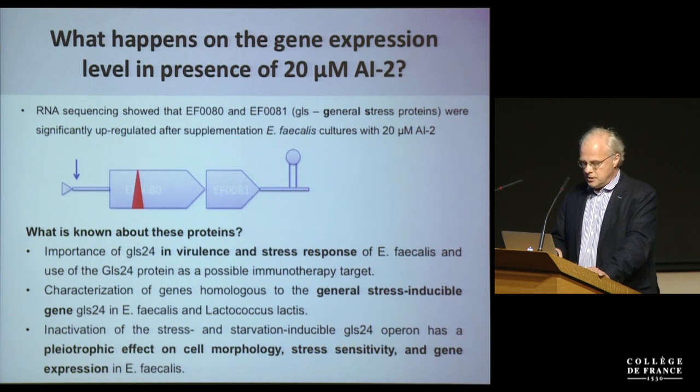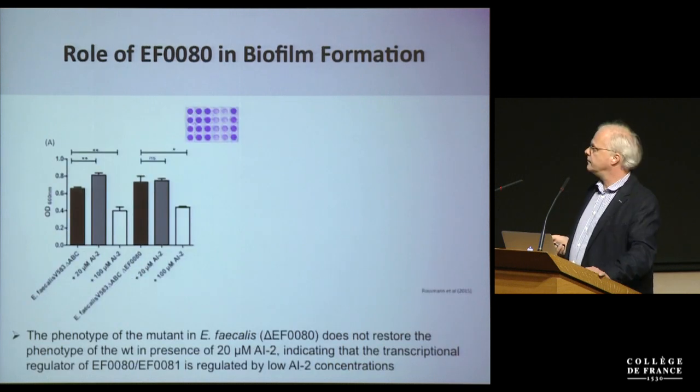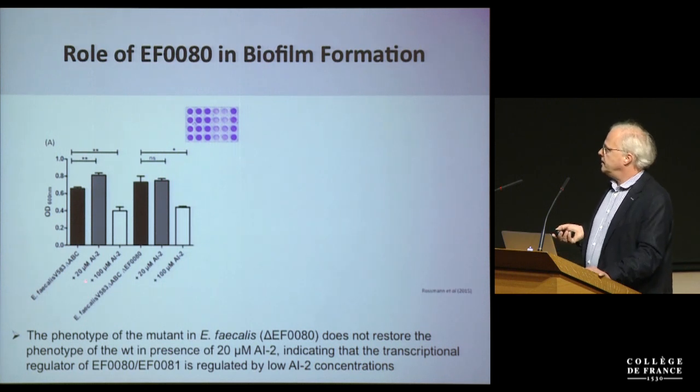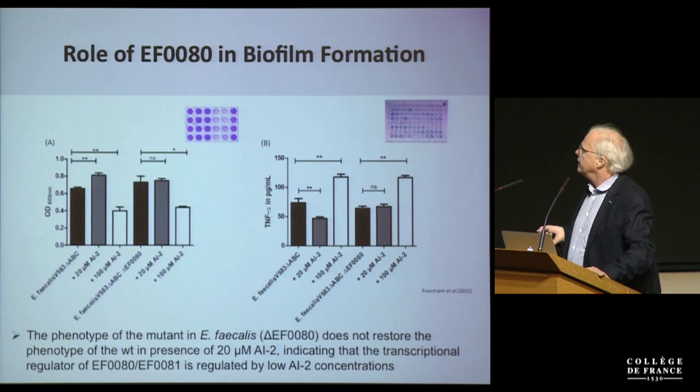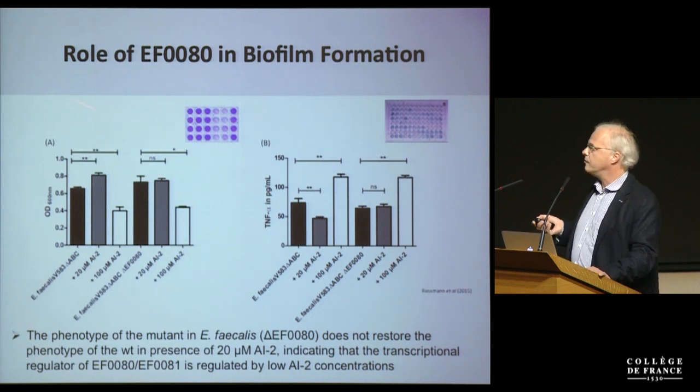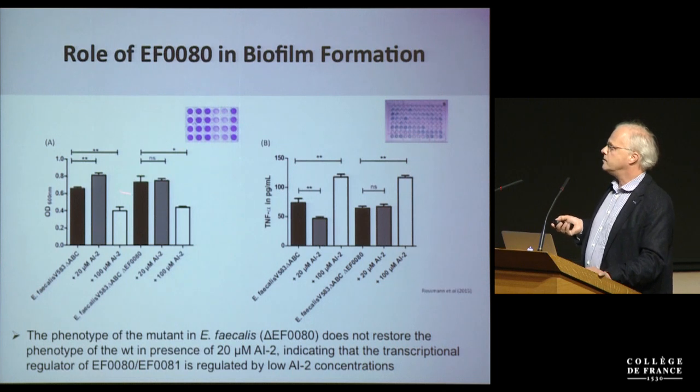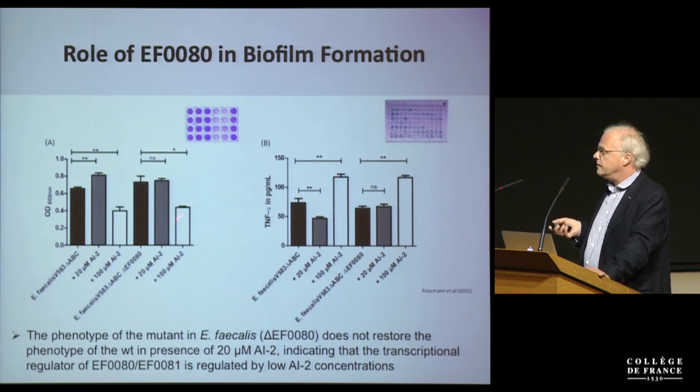So we used a mutant in one of these genes, EF80, the first of the two. And what you can see here, this is the mutant. This mutant completely lost the response that I've shown you before. This is the biofilm formation, as I showed you before. So we don't see the response where biofilm formation goes up in the mutant. The dispersal of the biofilm still occurs.